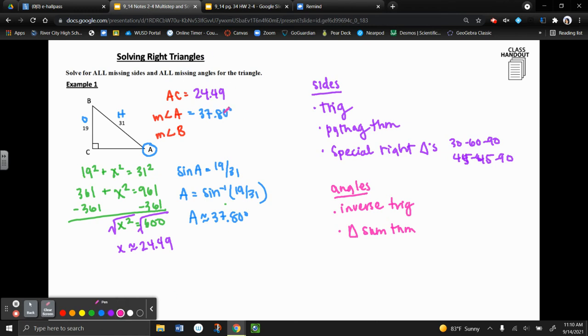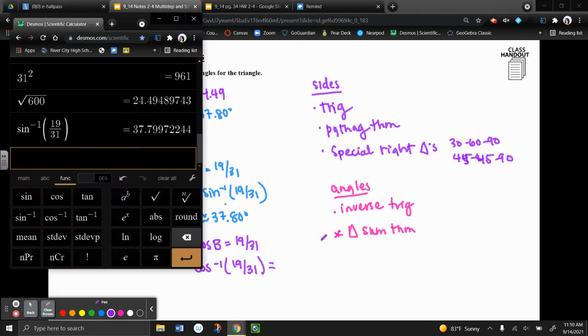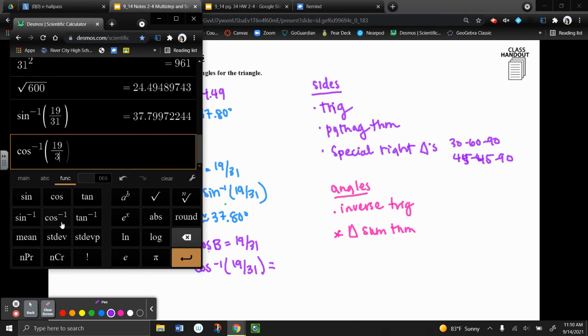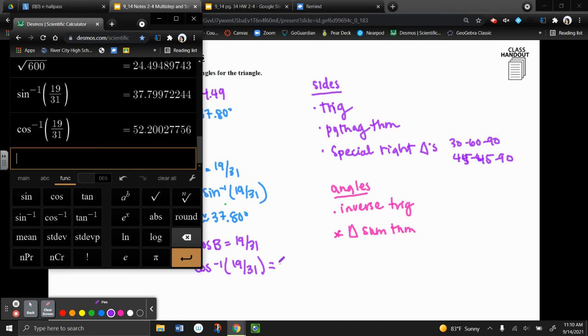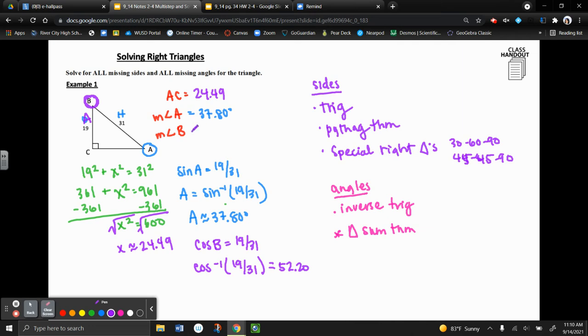Okay, from here you have a couple options. If you're confident that this is correct, you can either use triangle sum theorem because we would have two angles, or you can use trig again. Because I'm going to go with what I said, use only the given information, now we're solving for B. The hypotenuse stays the hypotenuse, but this is now my adjacent side. So to solve for B, I'm going to use cosine. So inverse cosine, 19 over 31, we get 52.20 degrees.